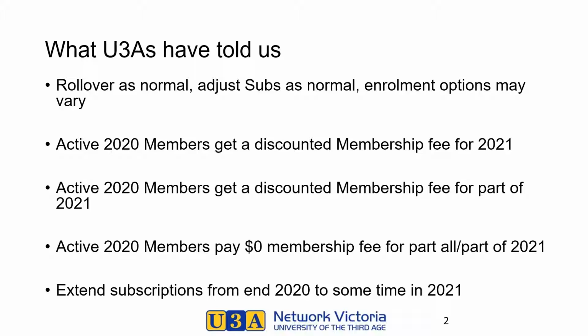So I've listed some of the things here, and there are some variants of these as well, and some of them are variants of each other. But some U3As are just going to literally roll over as normal. They're just going to adjust their subs. They may well just adjust their subs down for everybody next year. So anybody who enrolls, whether you're an active member this year or a new member next year, just pays the same fee. That's one option. And I know U3As are doing that.